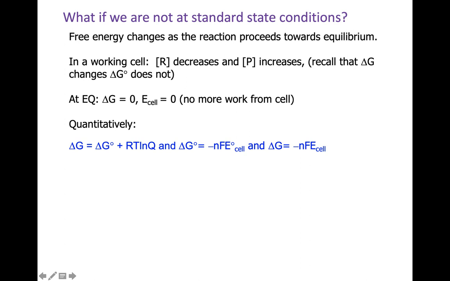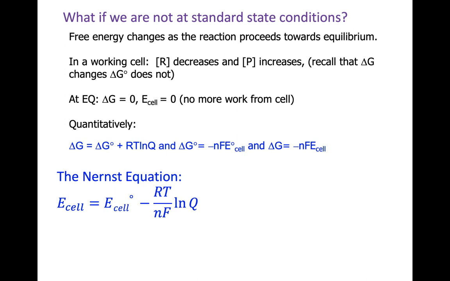And so if we measure the cell potential at non-standard conditions, we're going to connect that to non-standard free energy changes. Putting those things together, right, putting these equations in for delta G and delta G naught, we get what's called the Nernst equation. So this is a really useful equation that connects the cell potential that we could measure to the quantities that are present in solution at some point through the reaction.